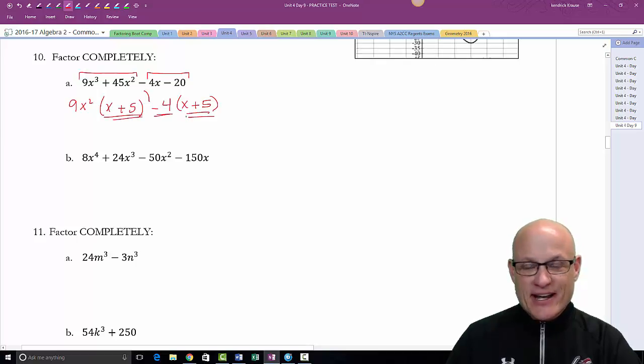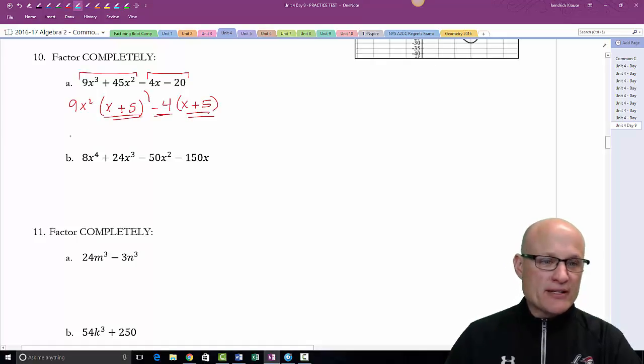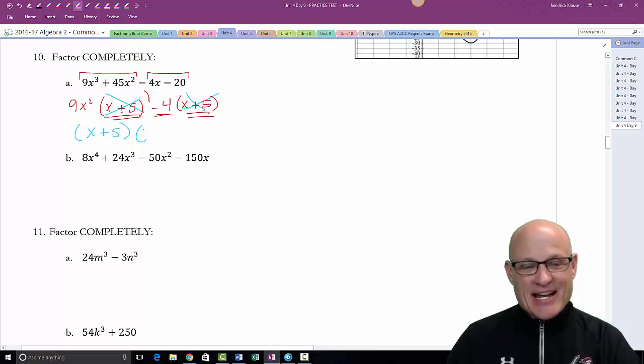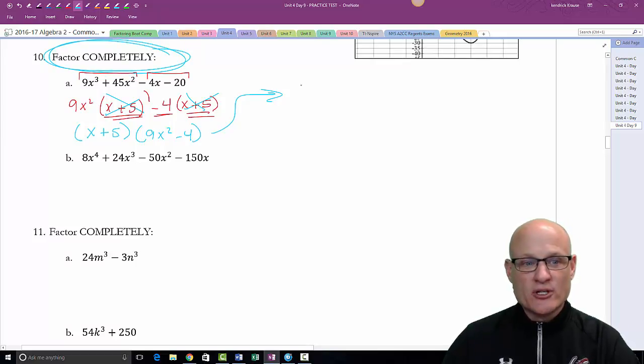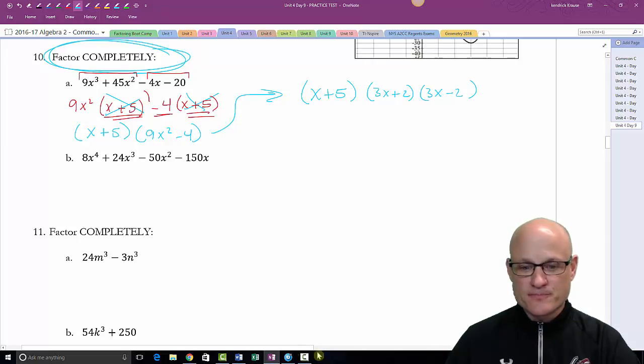But the second thing is you take out a negative 4. So my parentheses are x plus 5 and 9x squared minus 4. Now, that's not factored completely until you factor that difference of perfect squares. So you leave the x plus 5 here, but this is going to go to 3x plus 2, 3x minus 2.